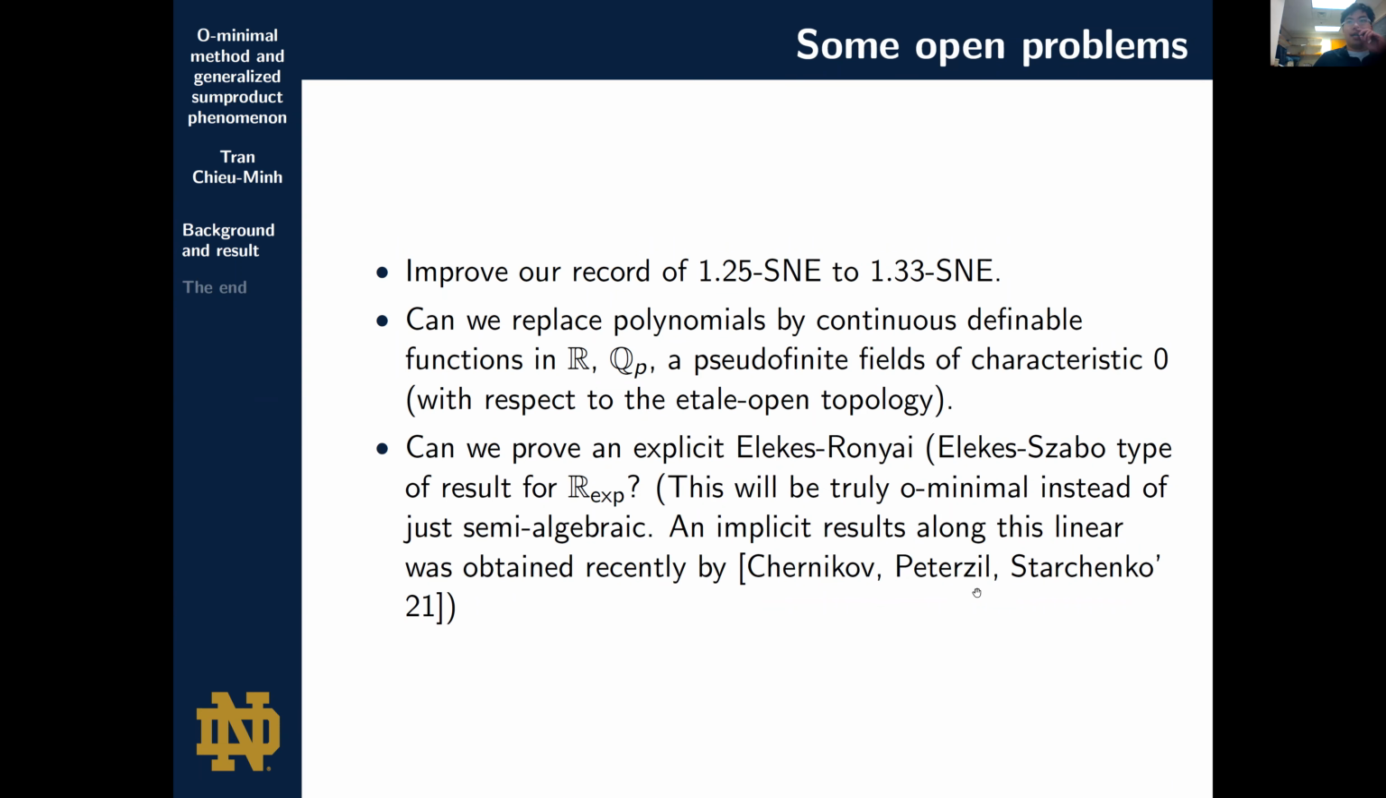Recently, Artem, Kobi, and Sergei have a result along the line of Elekes-Szabó, but their result is not very explicit. So it would be nice to get an explicit result for R, and then after that, we can also use our machinery, and this could truly be for o-minimal instead of just semi-algebraic. All right, and that's all I have to say for today. Thanks very much.